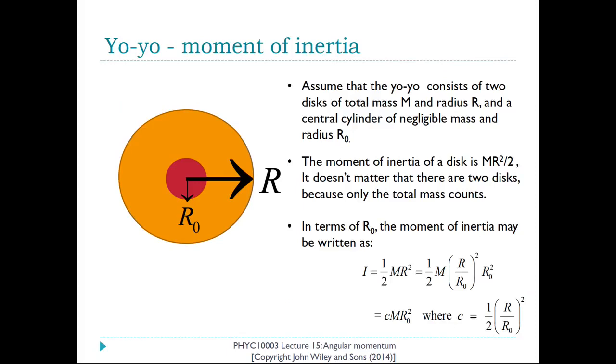We're going to assume that the yo-yo consists of two discs of a total mass m and a total radius r. The central cylinder is of negligible mass. Again, we're having to simplify a little bit. That central cylinder has no mass, but it does have a radius r naught. The moment of inertia of the disk is 1/2 mr squared, and that goes back to the value for the moment of inertia that we looked at before. It doesn't matter that there are two disks because only the total mass counts.